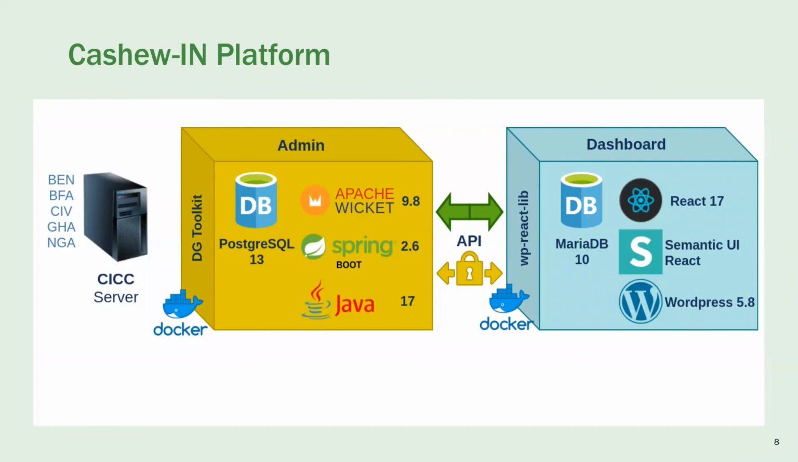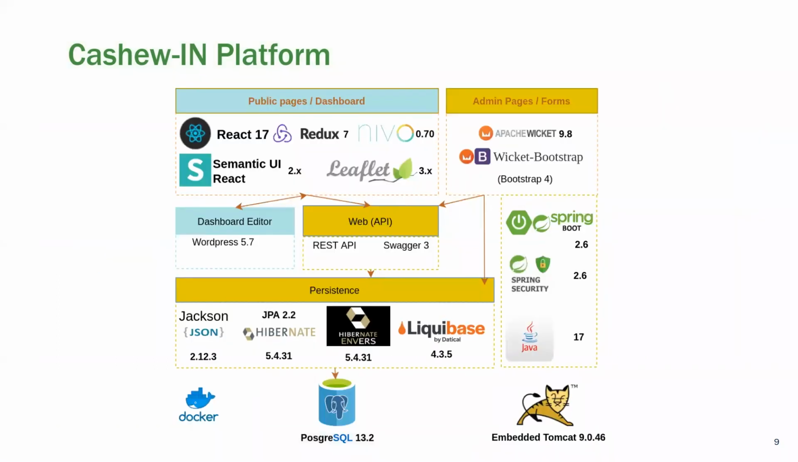Dashboard application provides the public side of the platform with static or dynamic content pulled via admin API. We reuse WP React Lib boilerplate code to jumpstart dashboard development. During Cashew-IN platform development, we rely on a variety of other libraries for specific topics, like Leaflet to render the JS maps or Hibernate Envers to track the data changes, and so on.